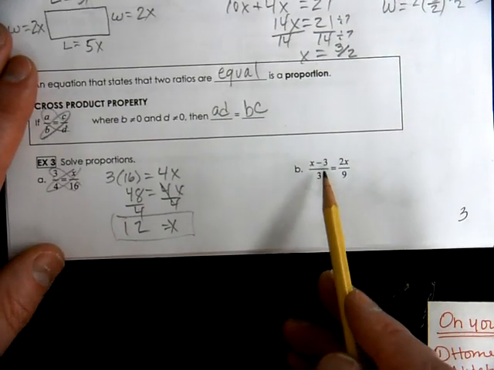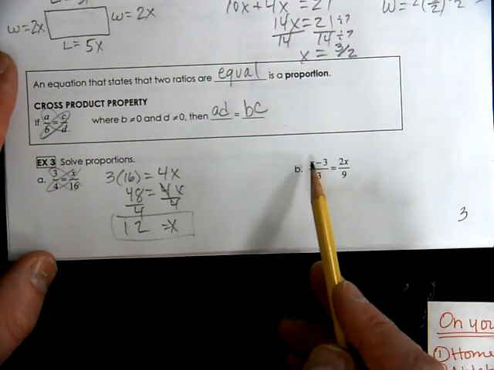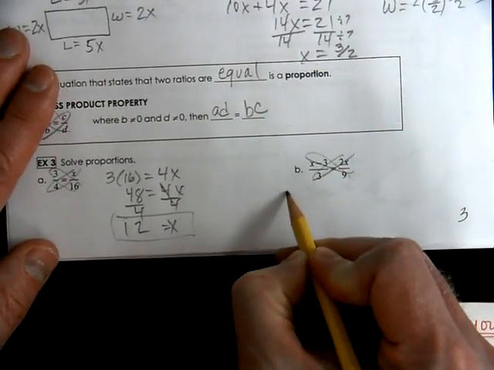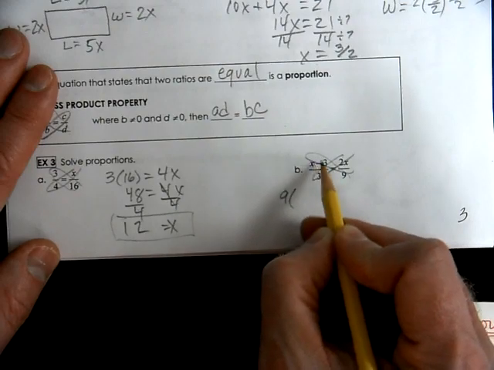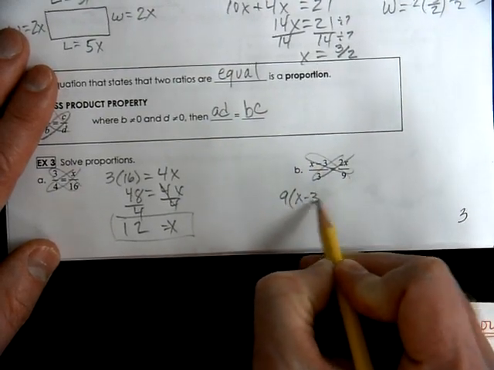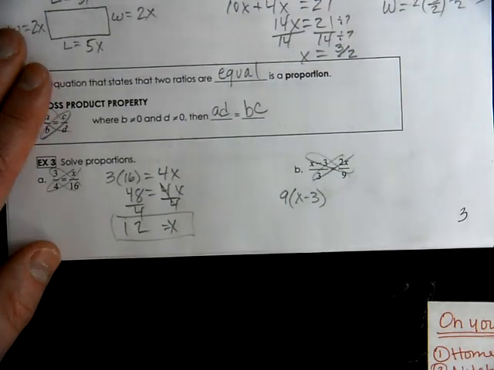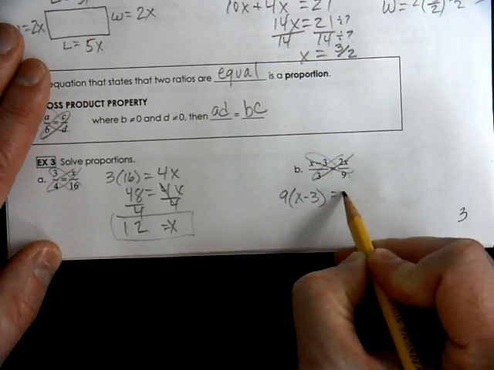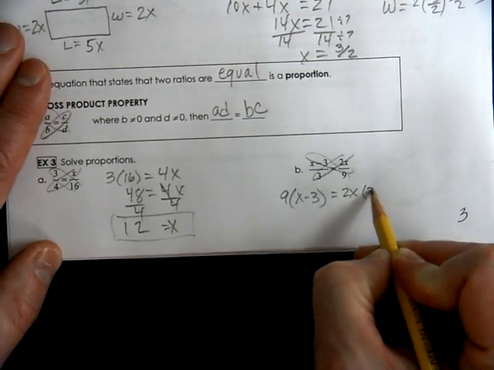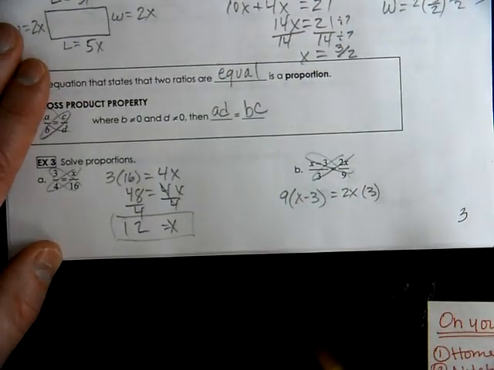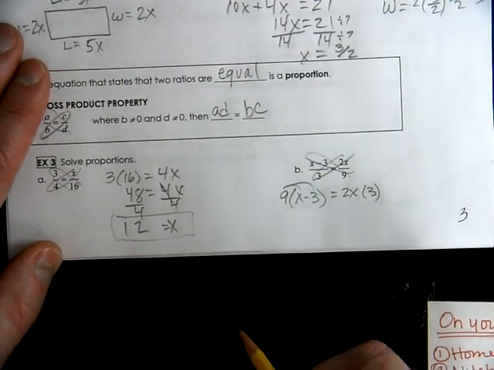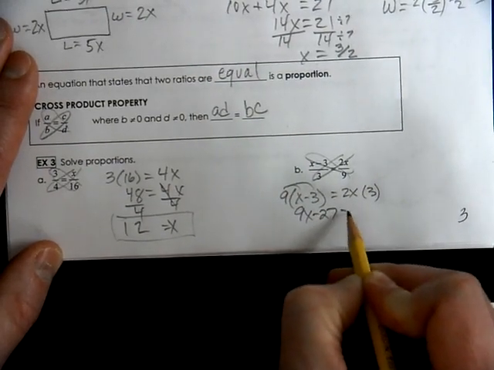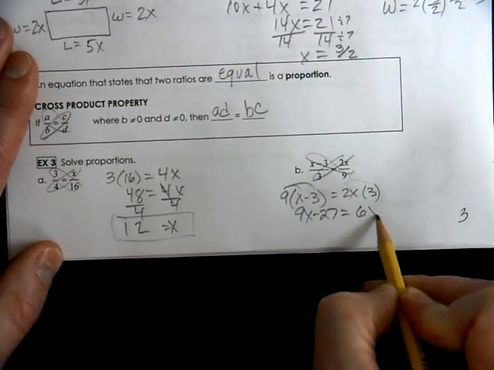Here it's a little bit more complicated because we have a binomial on top. We have x minus 3. So when we cross multiply, we're going to have 9 times that quantity. So you have to use parentheses. So 9 times x minus 3. And 2x times 3. So we're going to distribute our 9 into the parentheses to get 9x minus 27 and 6x.